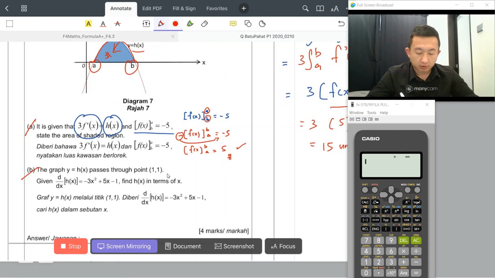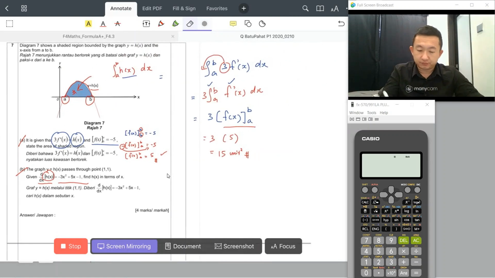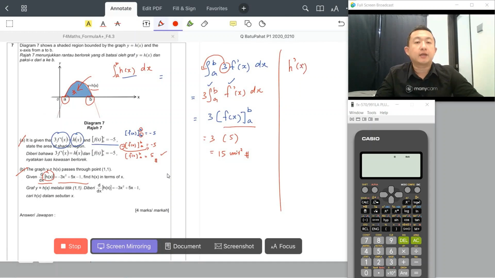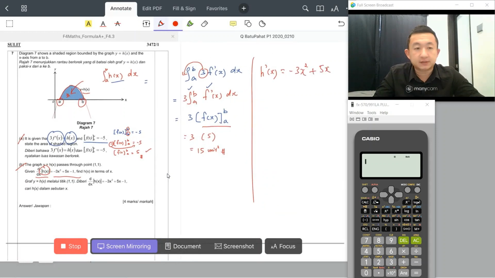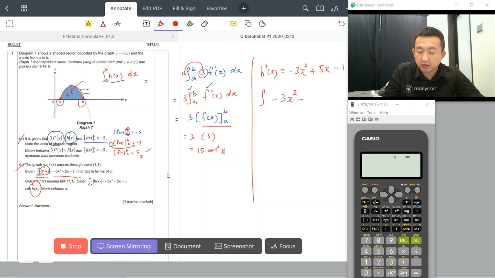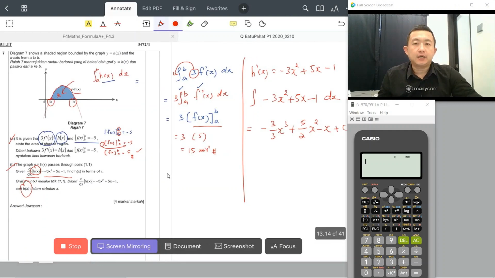And D: h prime x equals to negative 3x squared plus 5x minus 1. When you differentiate h, you have h prime x. So if you want to find hx, you need to integrate negative 3x squared plus 5x minus 1 dx. And what do you have? Negative 3 over 3 x cubed, plus 5 over 2 x squared, minus x. Is that all? No, plus c. So this is the hx.